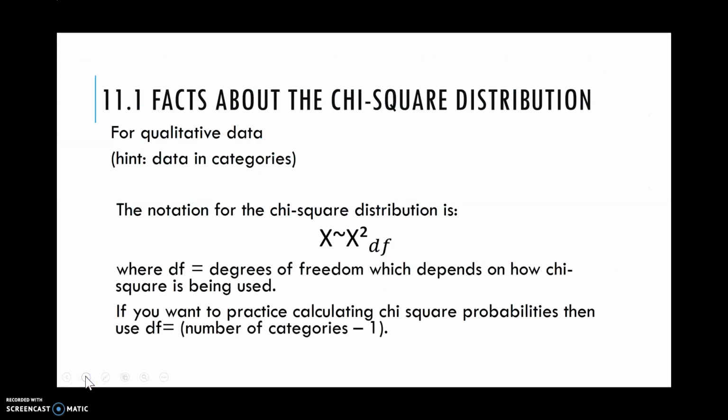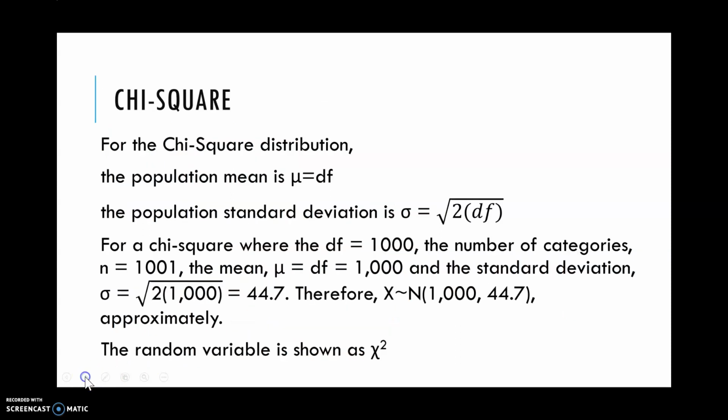So a few things about the chi-square. You're going to use it for qualitative data, so things that you can put into categories. This is the notation that you're going to use for chi-square, so that makes sense, chi-square. And this notation represents degrees of freedom. So your calculator will give you degrees of freedom, but it's also going to be the number of categories that you have minus 1. Also, your mean is going to equal your degrees of freedom.